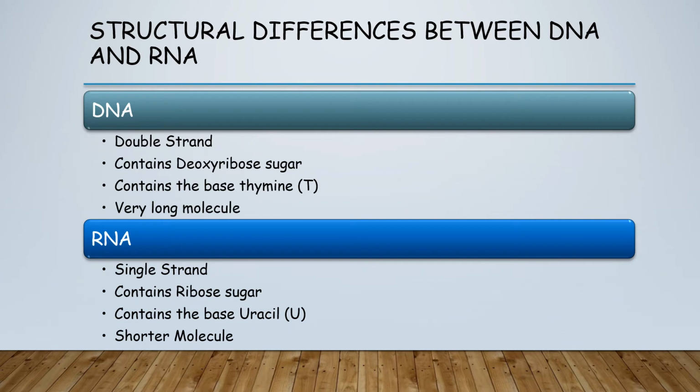Here's a quick summary of the key information regarding the structural differences between DNA and RNA. DNA is double-stranded, contains deoxyribose sugar and the base thymine, and is a very long molecule. Our RNA, however, is single-stranded, contains ribose sugar, has the base uracil and is a lot shorter.